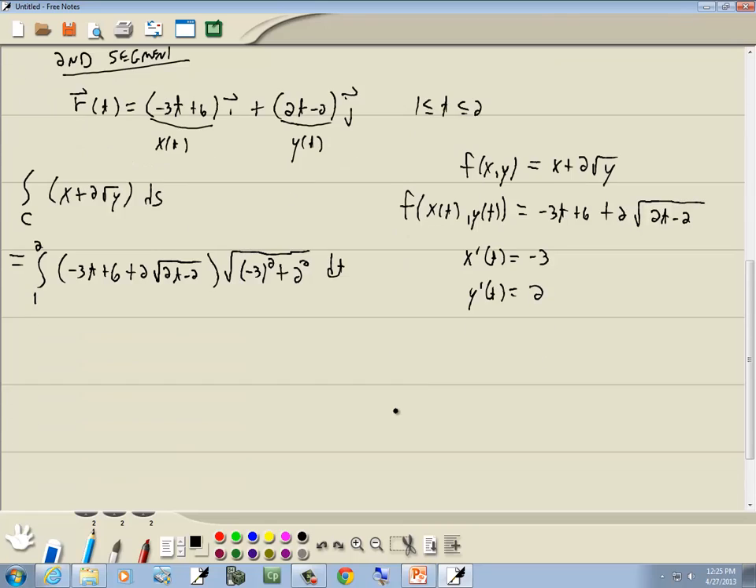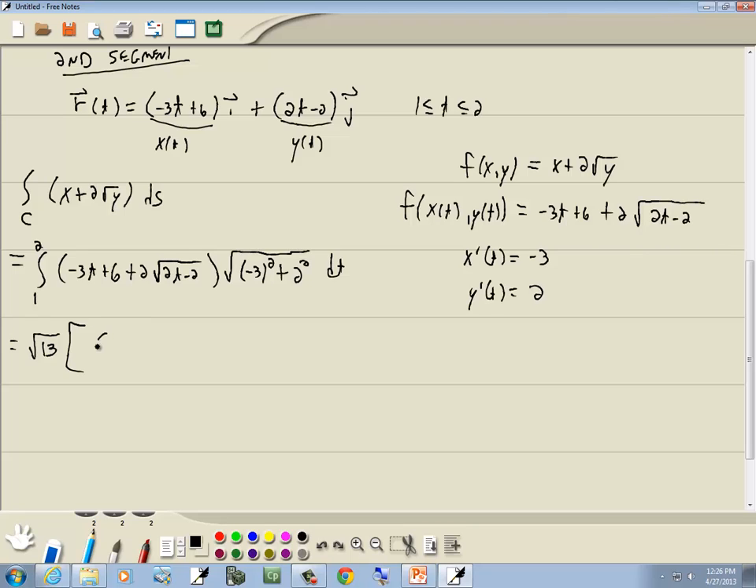Okay, well, to begin with, negative 3 squared is 9, 2 squared is 4, that's square root of 13. I can put that out in front. 1 to 2. Actually, I guess I'm just ready to find my integral. I don't need to rewrite that. Maybe I do.